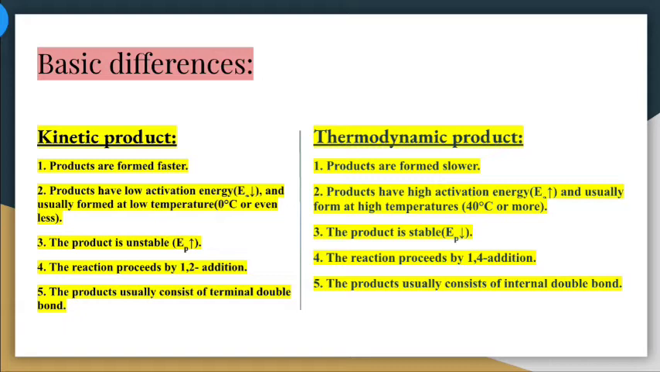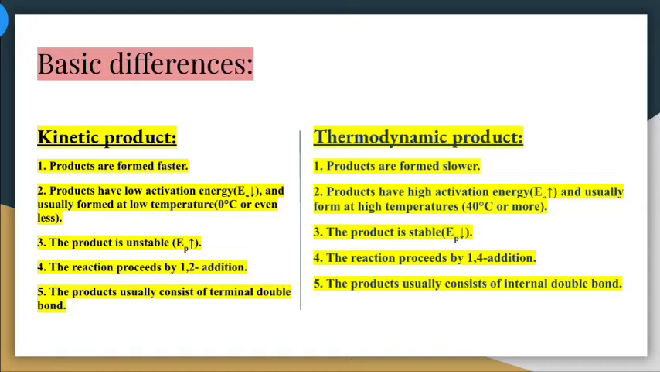Now the second point is kinetic products have low activation energy. Their activation energy is low, and that is the reason the products are formed faster and usually form at low temperatures. Since the activation energy is less, the energy required will be less, and they usually form at low temperatures, that means 0 degrees or even less.